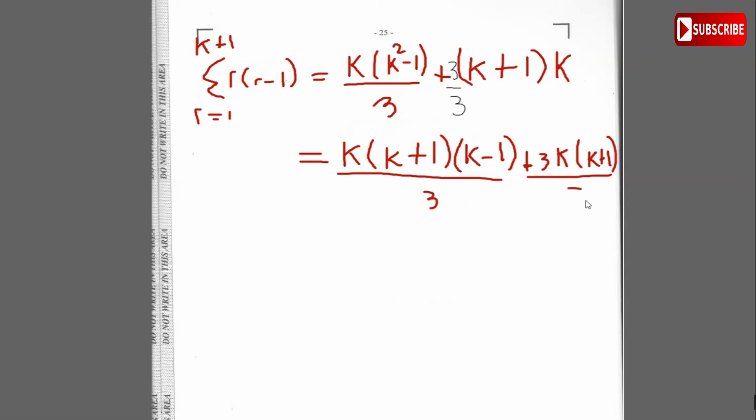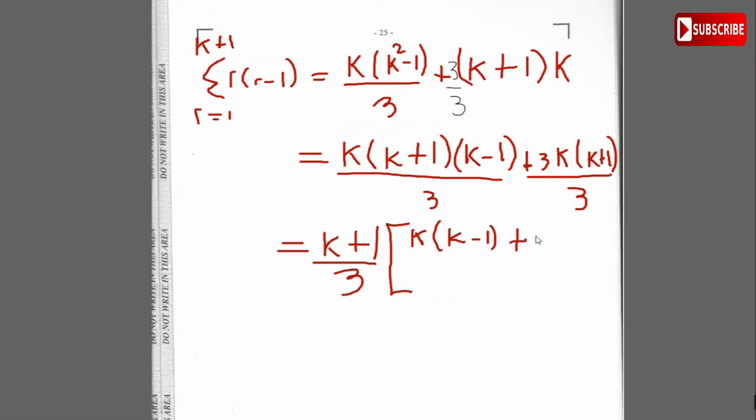So what I need to do now is factor out what's in common. I'm going to factor out k plus 1 over 3. Inside the bracket I'm going to be left with k times k minus 1, plus just 3k.